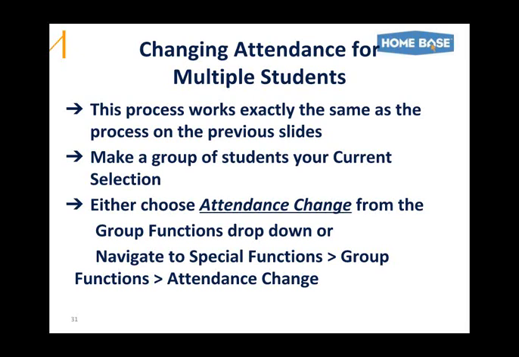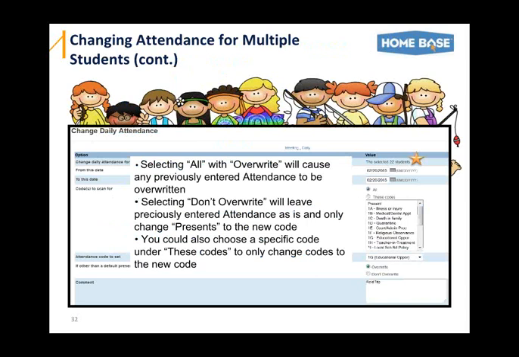And then you're either going to choose attendance change from the group functions, or you can navigate to special functions, group functions, attendance change. So there's a couple different ways to get there, but it goes to the same place. So the first thing we have to do is make sure we have the group of students selected. That's our first must. And then when we say change daily attendance, you're going to come to the change codes, and it looks like the same exact screen. Only this time, if you look right here under value, it'll say the selected number of students.